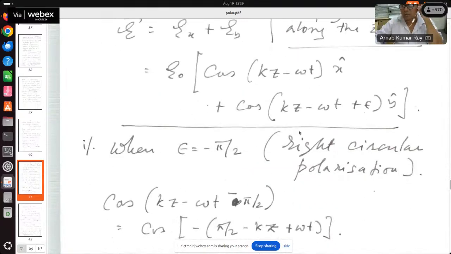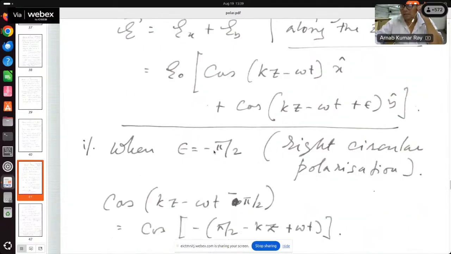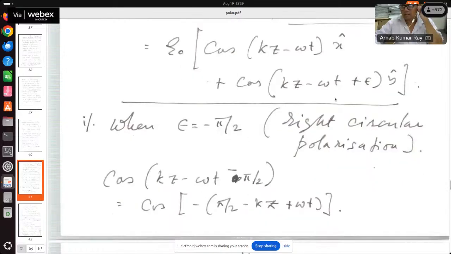So when do we have a state of right circular polarization coming out of the sum of these two vectors? The right circular polarization will come out when epsilon is equal to minus pi by 2. We have discussed that already. So when epsilon is equal to minus pi by 2, you have cos(kz minus omega t minus pi by 2). And so we extract the minus sign over here.